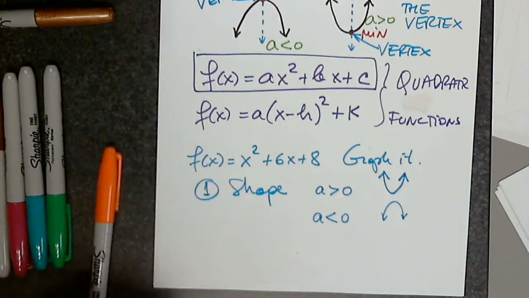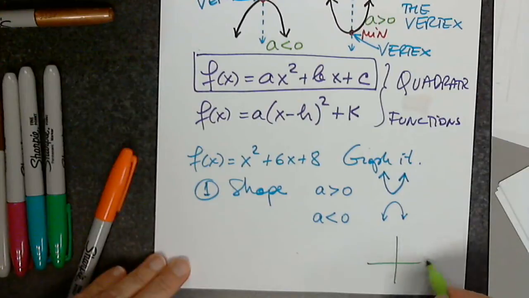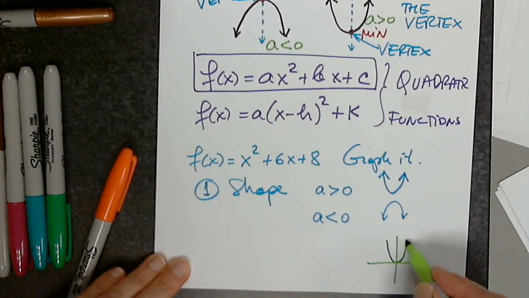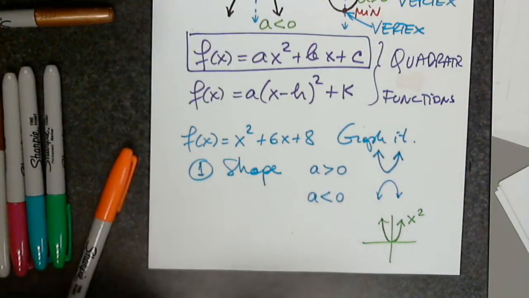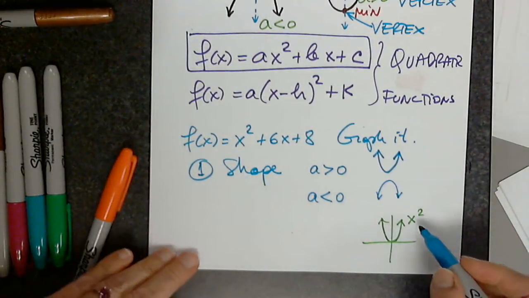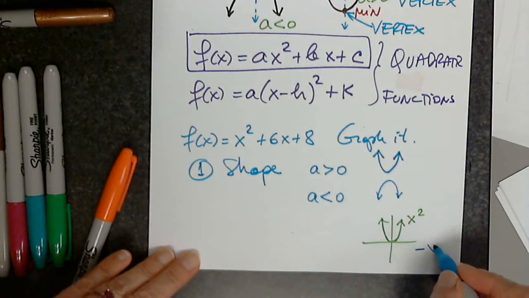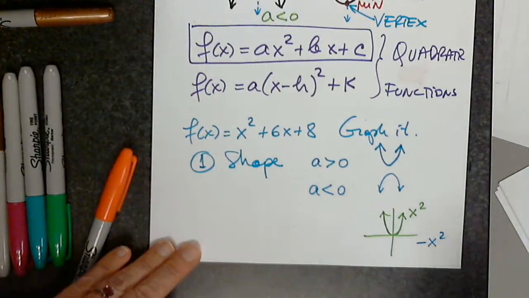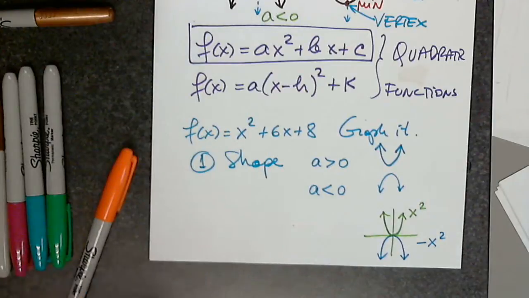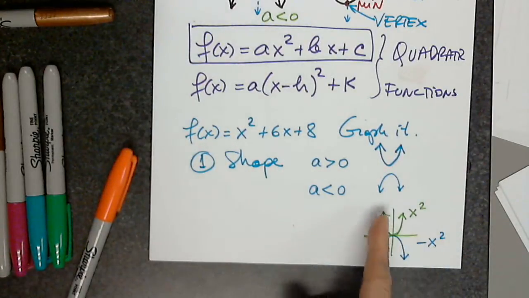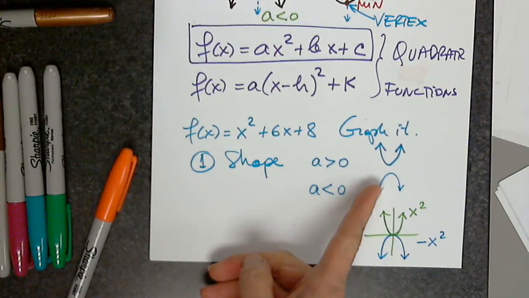Now, if you ask why, I'll tell you why. If you want to graph the simplest possible quadratic function, which is x squared, you will graph it like this. But if you multiply all the y values by -1, you're going to have to flip it. So that's why a positive leading coefficient will give us this graph, and the negative leading coefficient will give us this graph, which is a maximum. Okay.